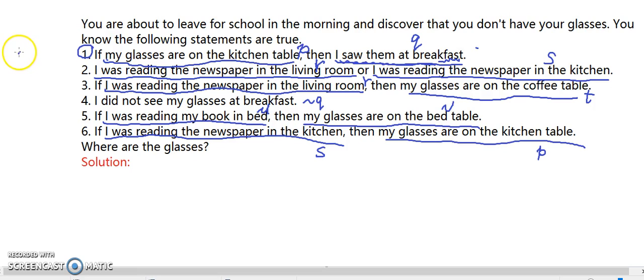The first statement, if P, then Q. The second statement, R or S. The third statement, if R, then T. The fourth statement, negation of Q. The fifth statement, if U, then V. Number 6, it's also a conditional statement, if S, then P. So now we look at all these statements we have, and we try to find a solution and try to find where my glasses are.